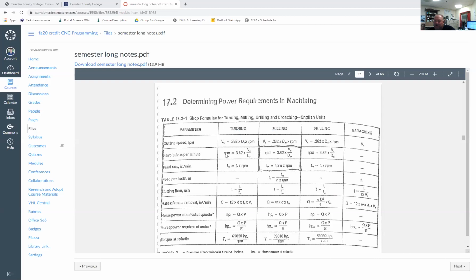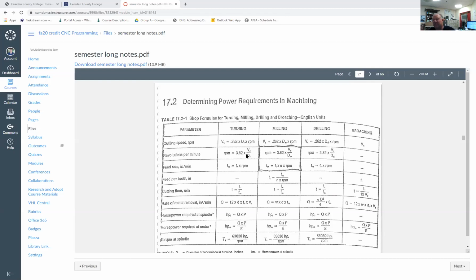All right. So the RPM formula is 3.82, which is a constant. And that constant comes from two numbers that don't change in a fraction form. And that is 12 over pi. All right. When you divide 12 by pi, you come out to 3.82. Now, a lot of people just use a 4. All right. They just rounded up to 4 because it's easier to remember. But multiplying 3.82 times the quantity of VC over D.